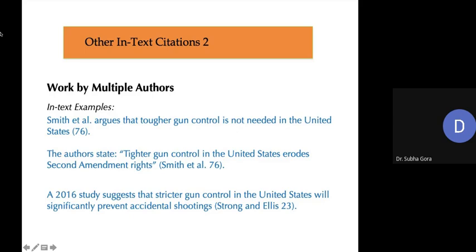So what if the work is by multiple authors? If you look at these examples here, let's say there are two authors, okay, for the same entry. Then the names of the two authors are connected with and. You can check the last example. Strong and Ellis, two different authors. If there are only two authors, then this is how it is. What if there are three or more authors? Then you should see who the first author is, then start with the first author's name followed by et al. And it means and others, right? So that is how you cite if there are multiple authors.